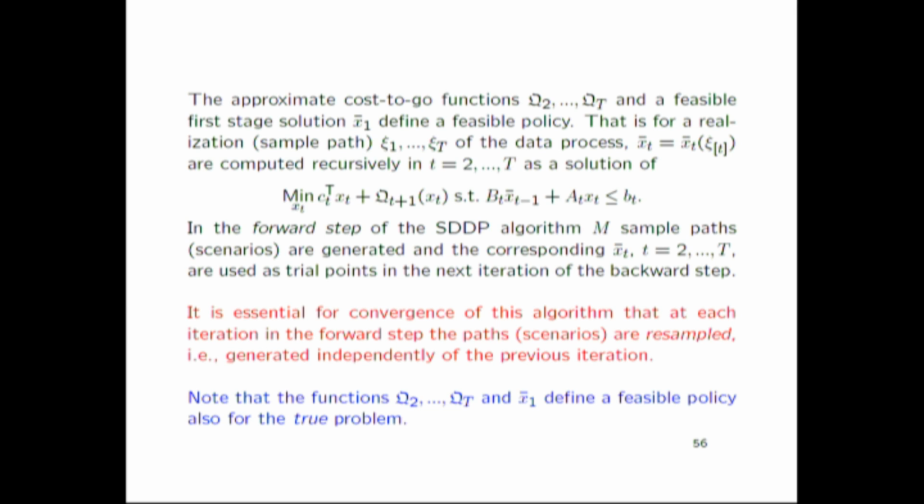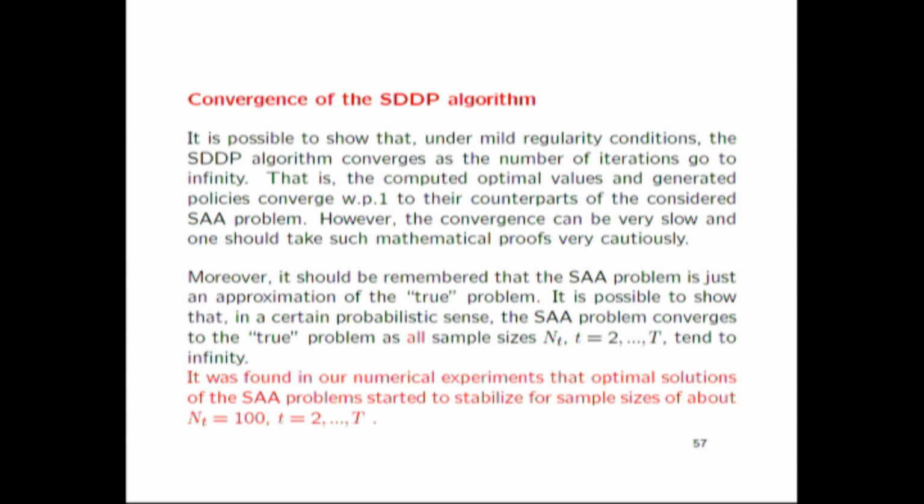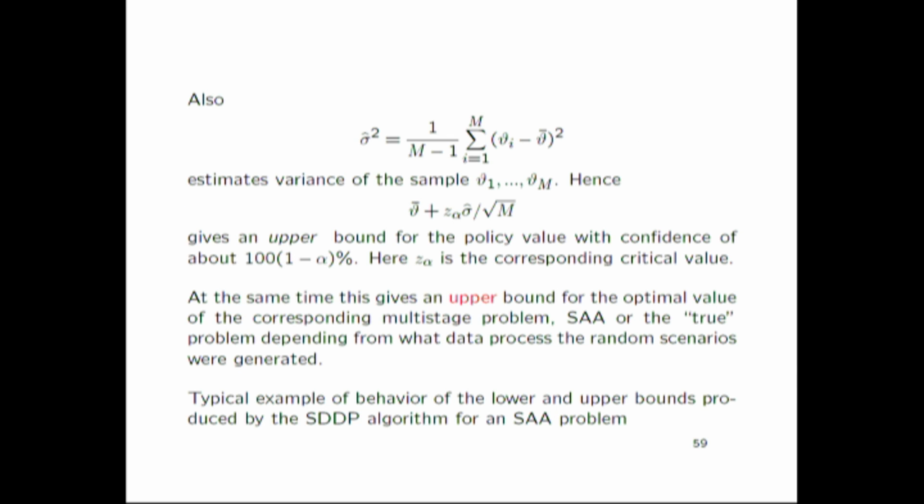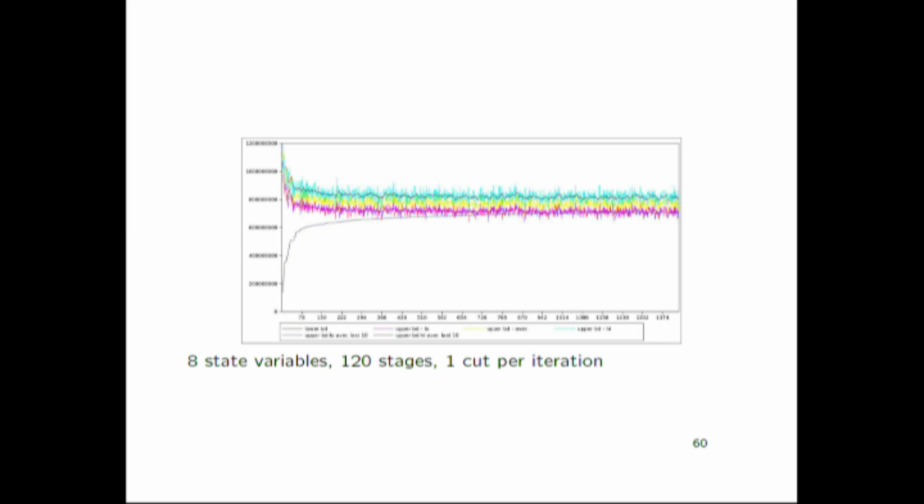Now, this is basically what I said. This is for the risk-neutral case. It's possible to extend it, with additional effort that is not that large, to the risk-averse case also. Okay? This is the stopping criteria. I will not talk about that. This is a typical example of this type of algorithm.